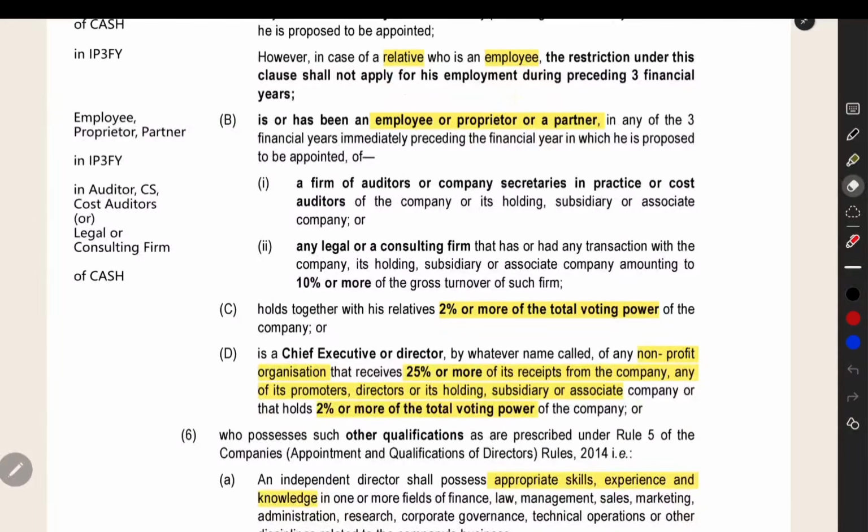Next, if you are a proprietor, employee or partner of the cost auditor firm, company secretary or auditor firm who has provided services to this company, then also you are not allowed. Not only to this company, but associates, holding, subsidiary, cash. For all these companies, you should not be an employee, proprietor, partner of the firms, legal consulting firm, cost auditor, company secretary, auditor.